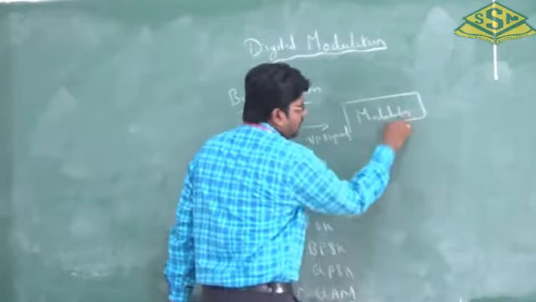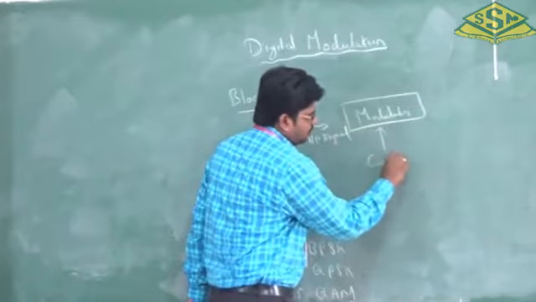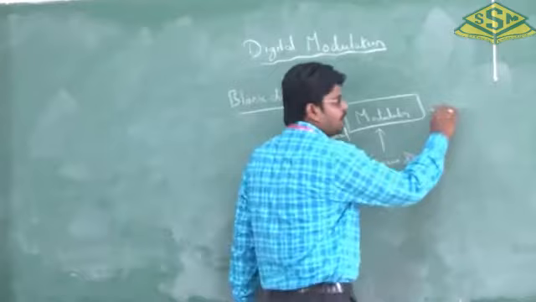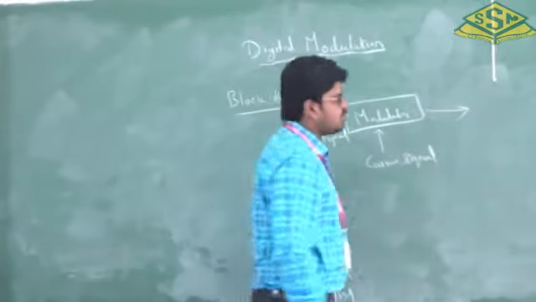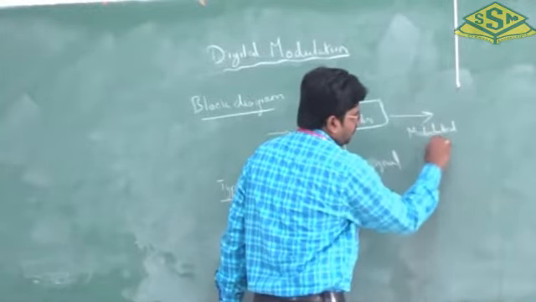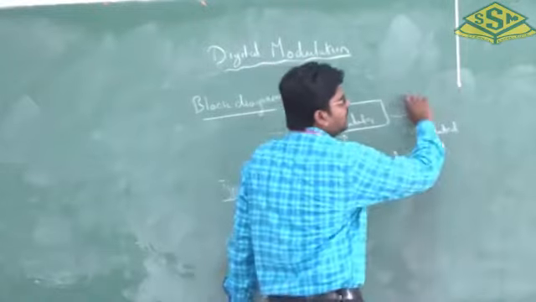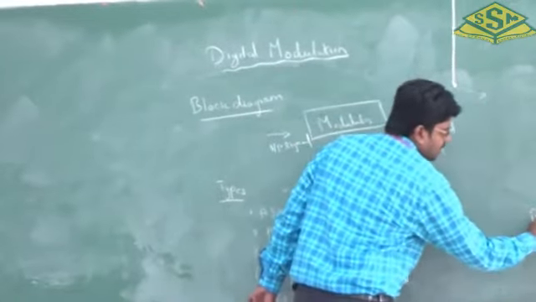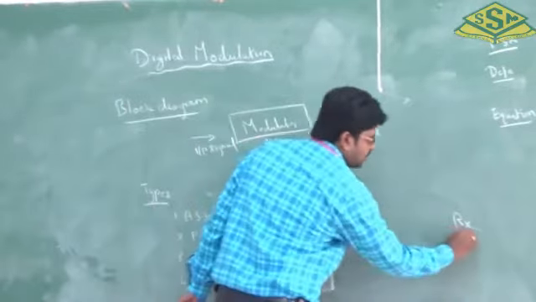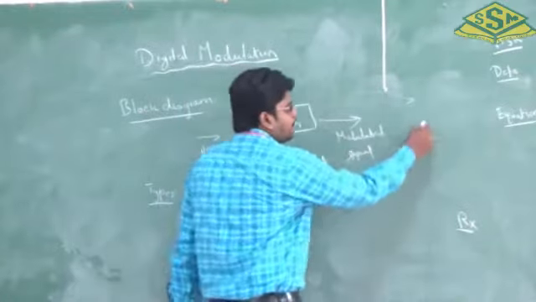In the modulator, we have to give a carrier signal. After that, it will produce a modulated signal. I am writing here, modulated signal. Here it is the transmitter side, TX. It is the receiver side. This modulated signal will enter into the receiver side.